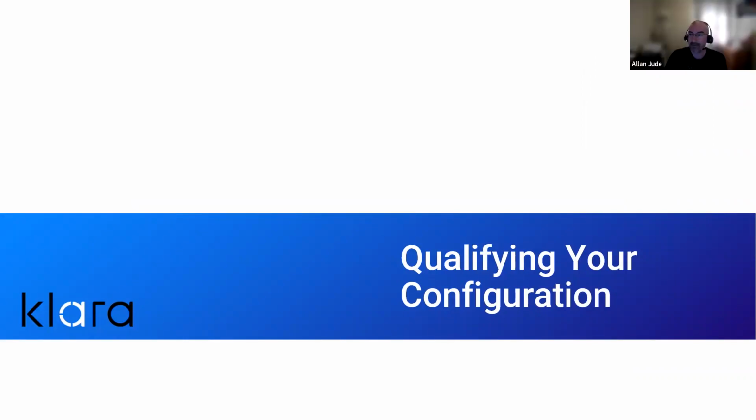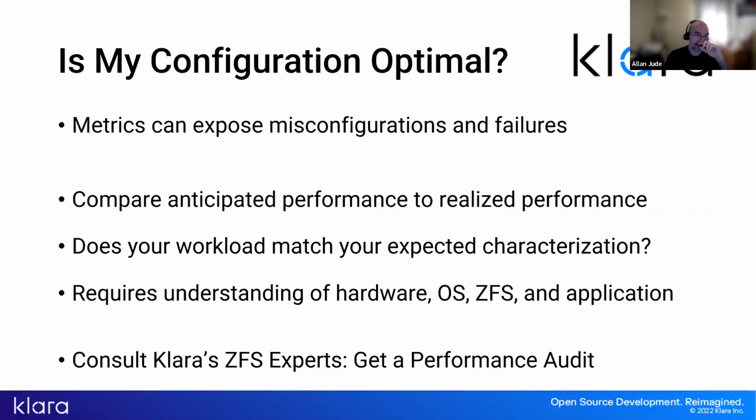So lastly, how do I tell if my configuration is correct or not? A lot of the metrics that we talked about today will expose misconfigurations or failures. We can see we spent too much time waiting for a transaction group, or that the average size wasn't lining up to the record size and something is off there. Having these metrics can really help you tell when something is not configured as well as it could be. And it also allows you to compare anticipated performance to realized performance, right?